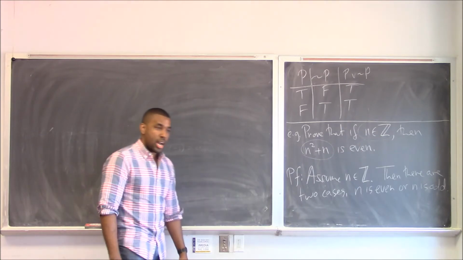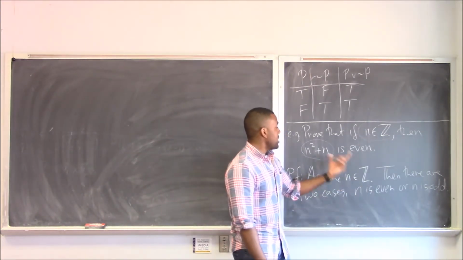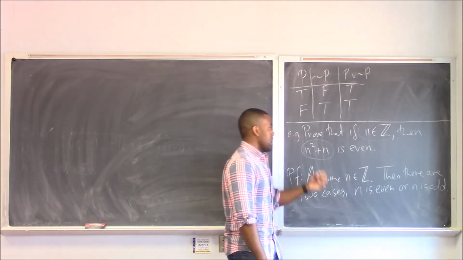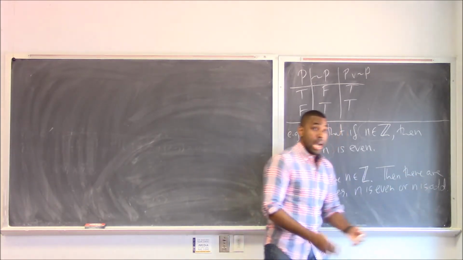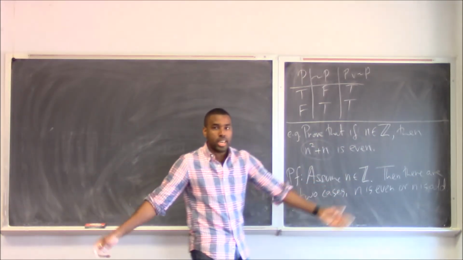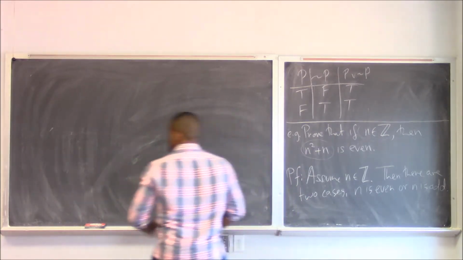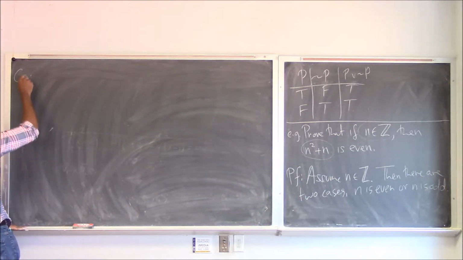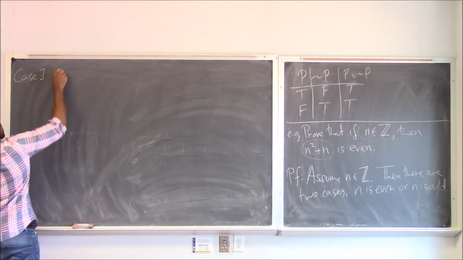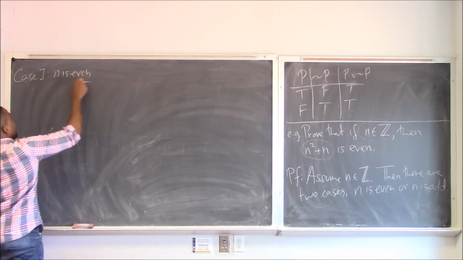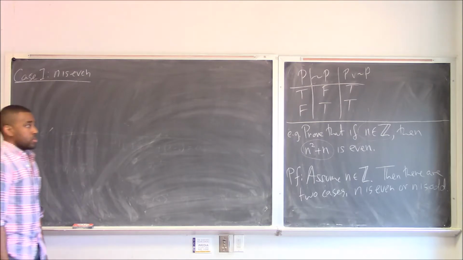If you are an integer, you are either even or odd. So if I prove that this is even in this case, and prove that this is even in that case, I would have ultimately proved that it's even in every case, and therefore the statement in general is true. So case one, n is even. Deal with that case by itself.